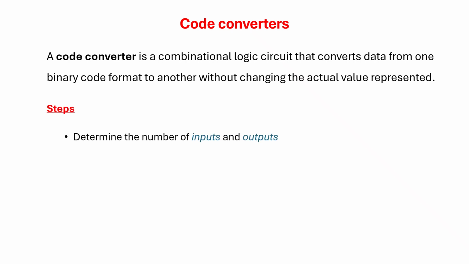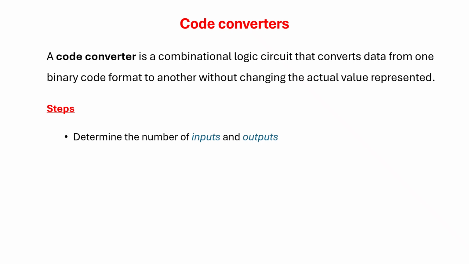Hello everyone, today we are going to discuss code converters. A code converter is one example of a combinational logic circuit. Generally, code converters are used to convert one form of code into another form of code. Generally we have four different types of codes: binary, BCD, Gray and XS3.